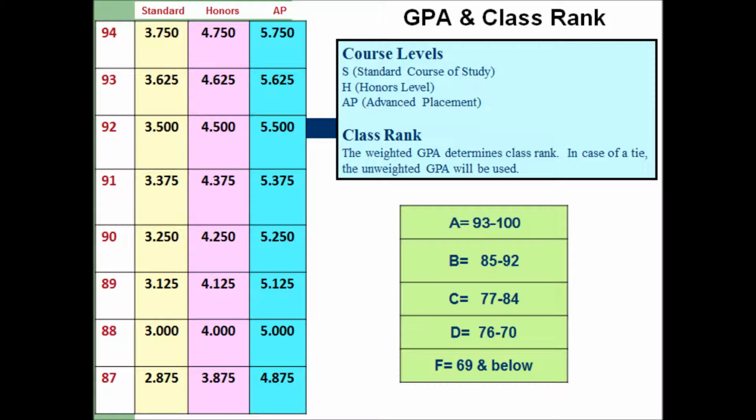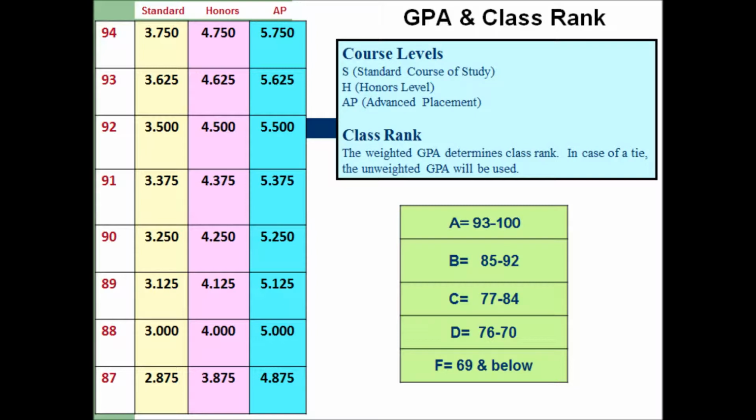If you remember earlier, I mentioned the weighted and unweighted quality points. We're going to take a look at this chart. Now, this chart is just a sample of the entire chart, which is in your registration catalog, and I believe it is in your student handbook, and that can be found on the CBA website under Counseling Services. But for now, we'll just look at the range from an 87 to a 94, and it is broken down into standard, honors, and AP quality points.